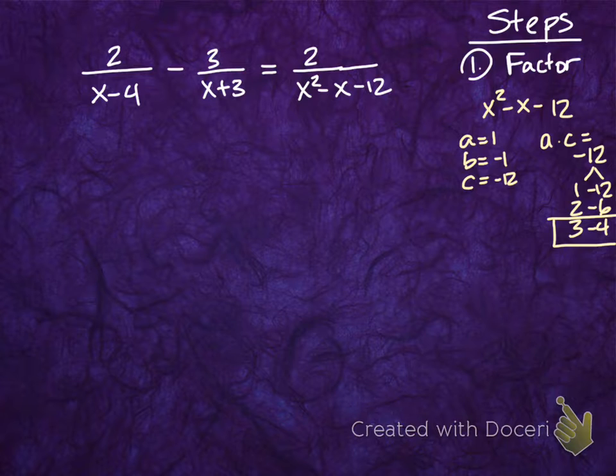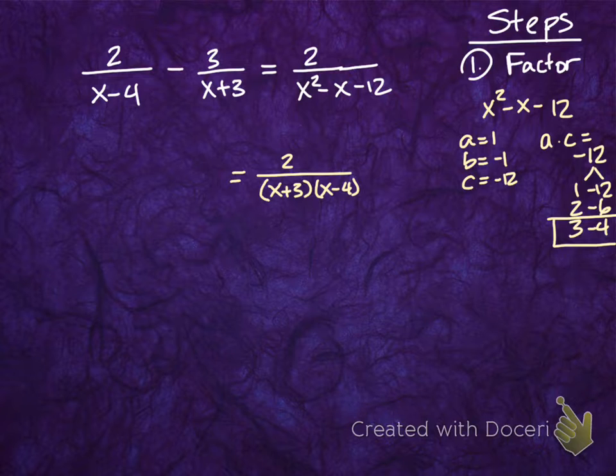So we're going to rewrite that. We go 2 over x plus 3, x minus 4, equals, and we still have the same things over here. So we have 2 over x minus 4. I'm going to give myself a little bit of space because we're going to be multiplying. Minus 3 over x plus 3.